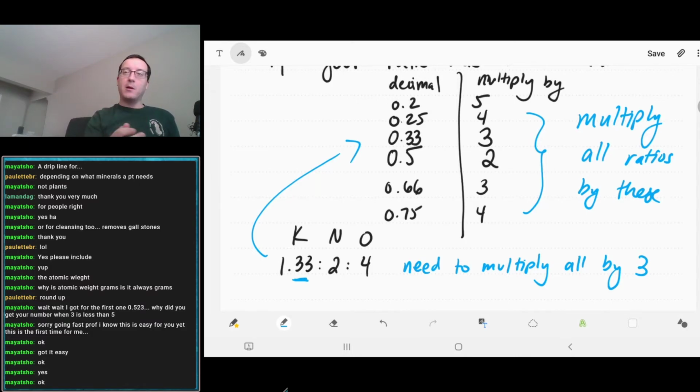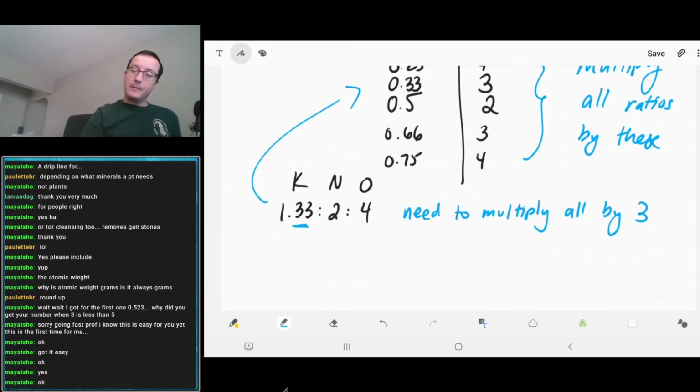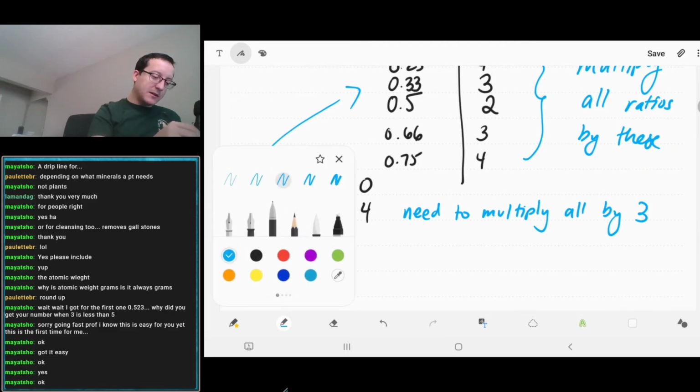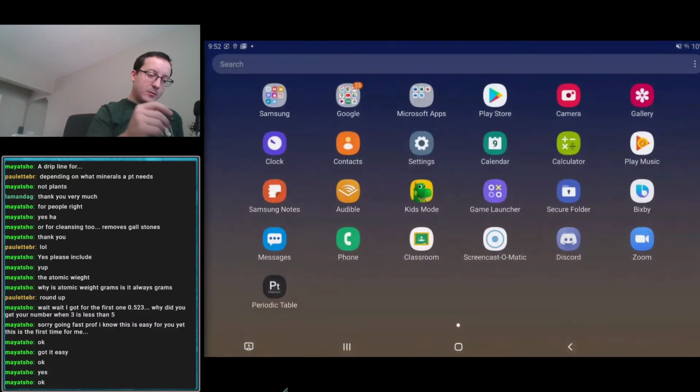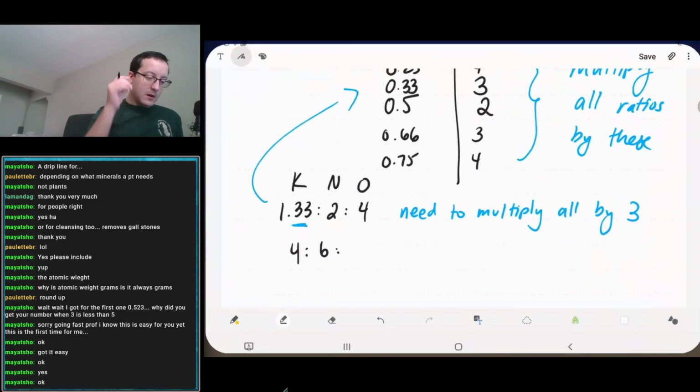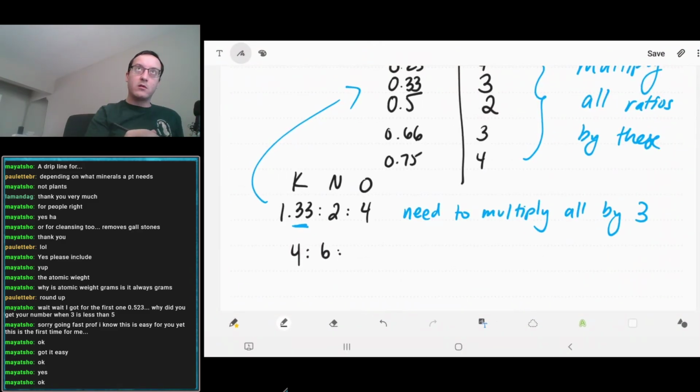Because that's what the chart will tell us to do. So if we were to do a problem that gave us these ratios, we may need to multiply our number. And so as a result, 1.33 times 3 is going to be 4. 2 times 3 is 6. And 3 times 4 is, what is 3 times 4? 12. Okay, and then we would do it that way.